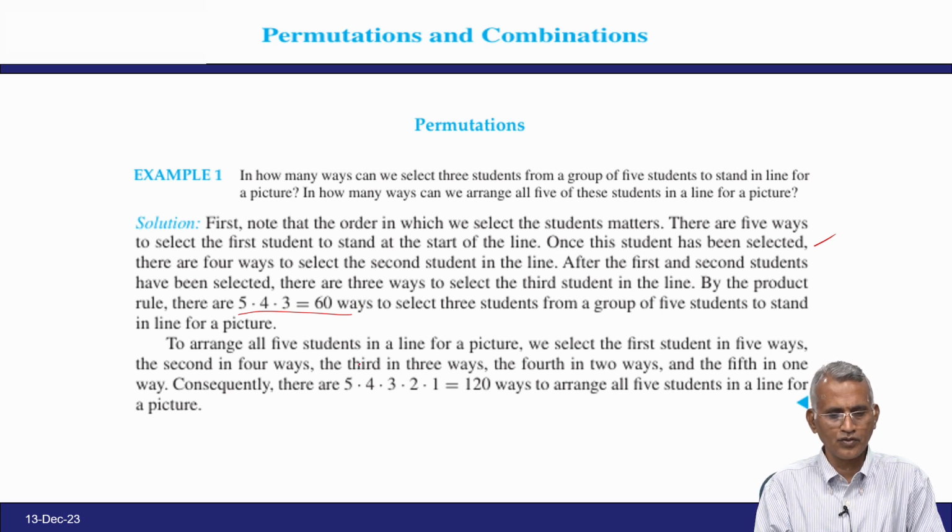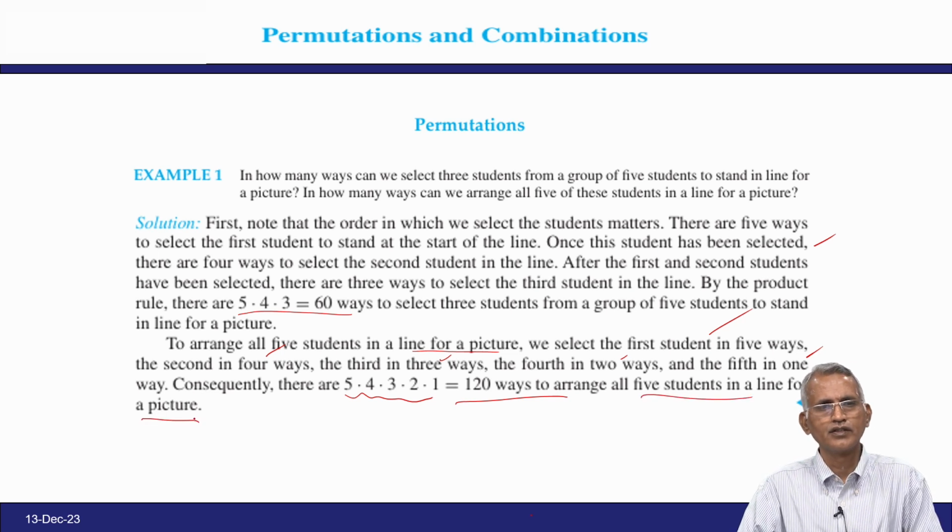To arrange all 5 students in a line for a picture, we select the first student in 5 ways, the second student in 4 ways, the third student in 3 ways, the fourth in 2 ways and the fifth in 1 way. So the number of possibilities is 5 into 4 into 3 into 2 into 1 equals 120 ways to arrange all 5 students in a line for a picture. So, this way we can do the arrangement of a group of 5 students. This way we can start with permutation.